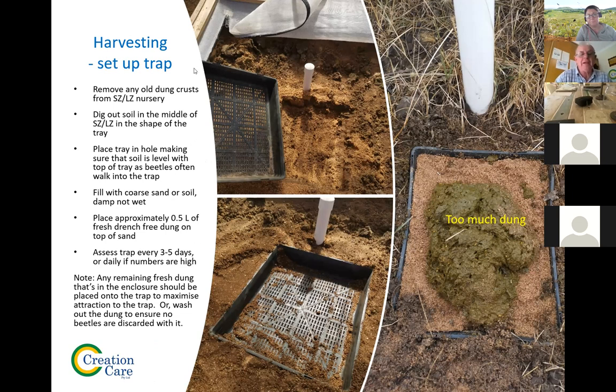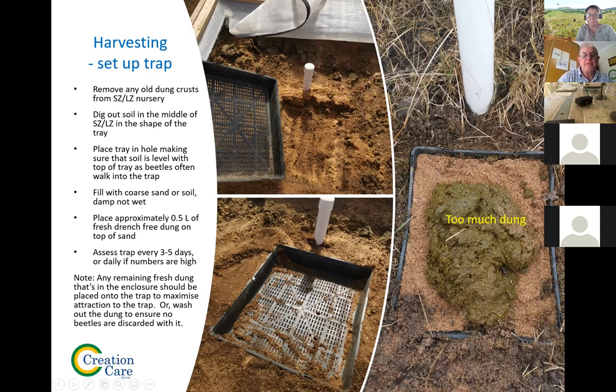For harvesting, remove old dung crusts from your nursery and then dig out in the soil in the middle of the nursery the shape of the tray. So you can see that's been dug out there. We usually just dig it out a bit, then flip the tray upside down and just scoop by the tray, and that just gets the size of the tray. Place the tray in the hole making sure that the soil is level with the top of the tray. So here, the soil has got to be level with the top of the tray.